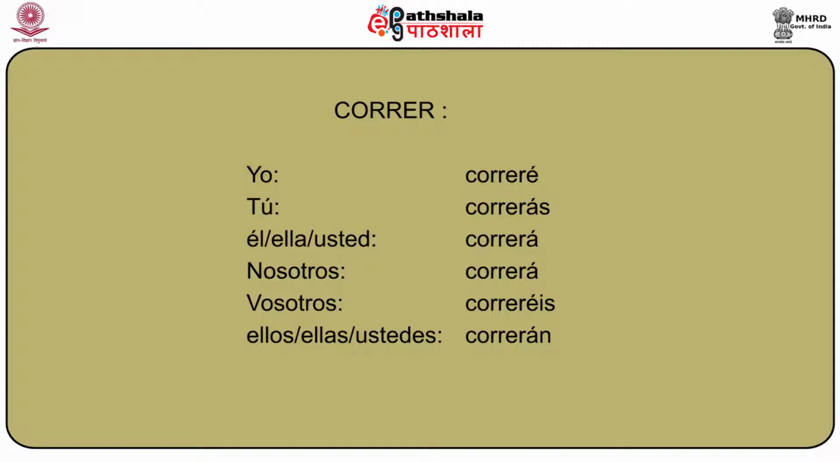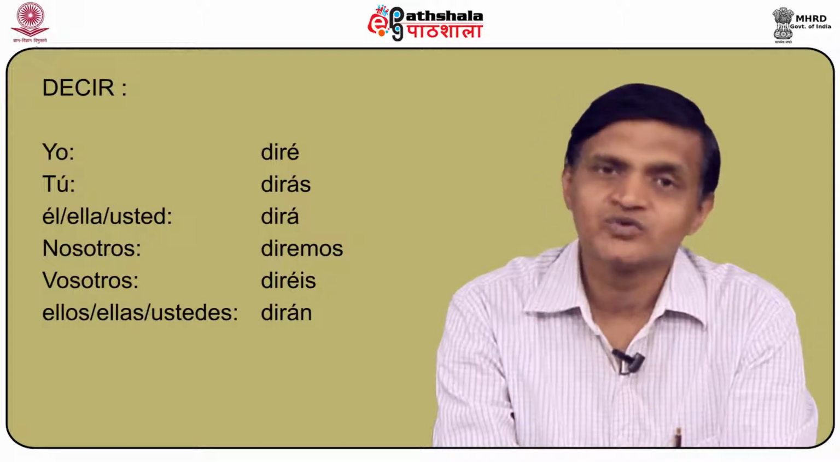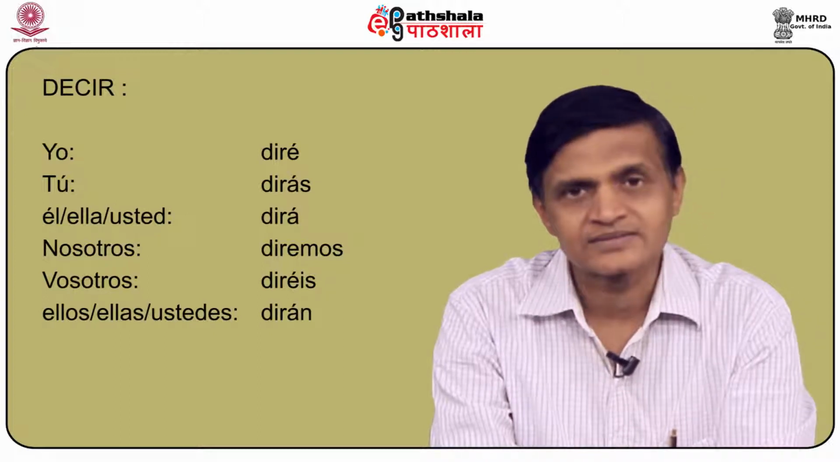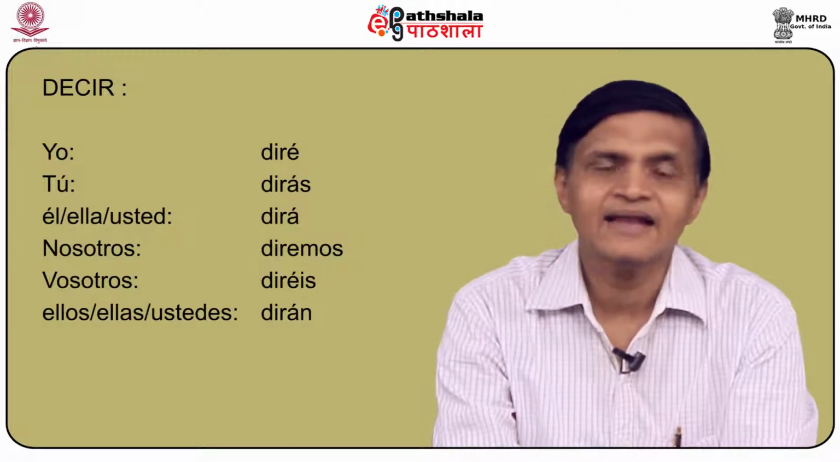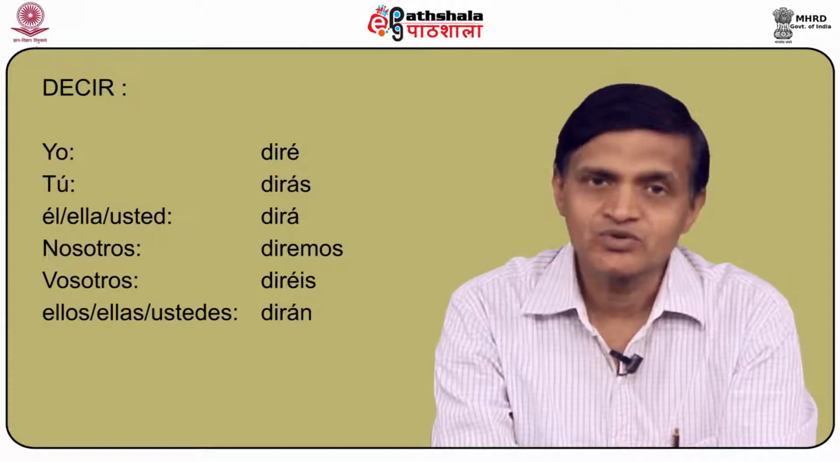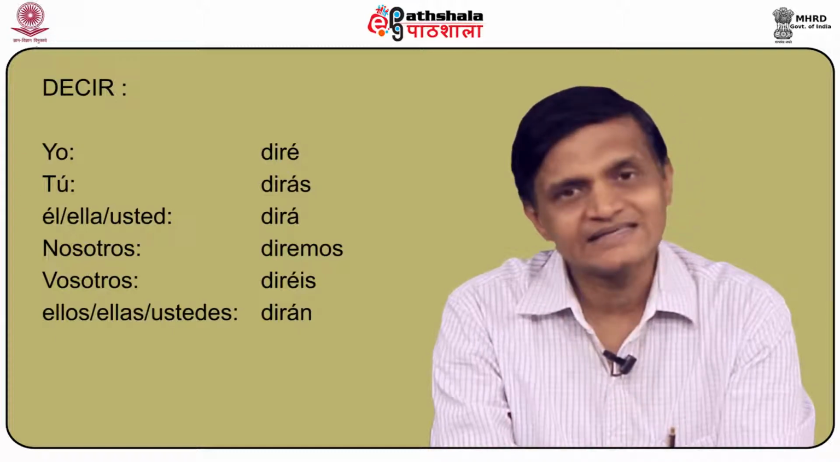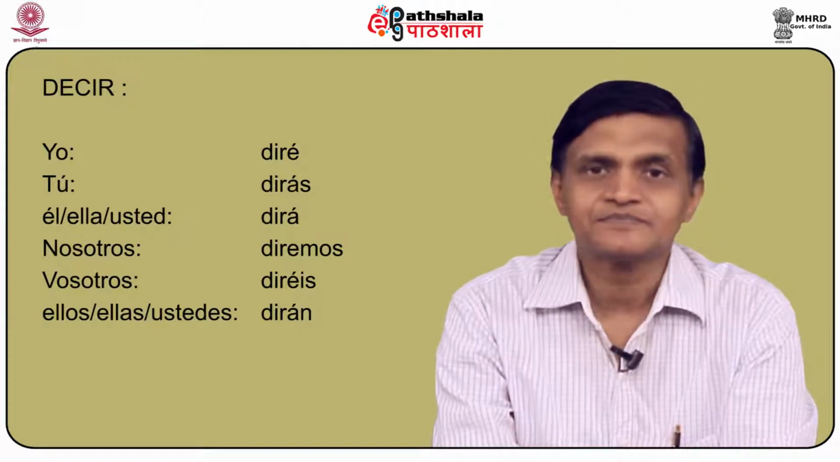Another verb which I would like to talk about today is decir. How do we conjugate decir in the future? We do the conjugation in the following manner. Yo diré, tú dirás, él, ella, usted dirá, nosotros diremos, vosotros diréis, and ellos, ellas, ustedes dirán.